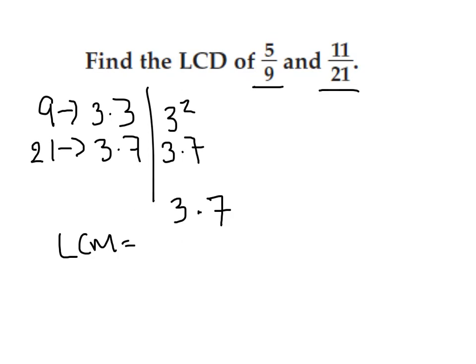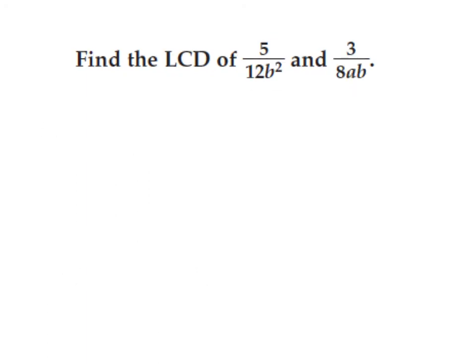Now I was trying to find the LCD, not the LCM. I find that we have 2 3's. I'm going to choose the largest, which is 3 squared. And there's only one 7, and the largest is 7. So the LCD of 9 and 21 is 63.